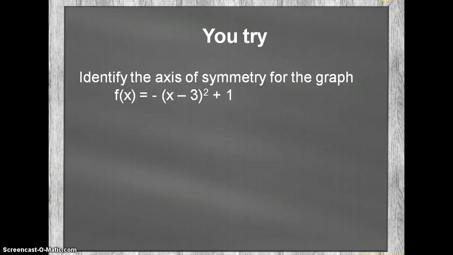You try. Identify the axis of symmetry for the graph f of x is equal to negative 1 times the quantity x minus 3 squared plus 2. Always remember that you got to be looking for those parentheses. If you see parentheses, the axis of symmetry is not going to be 0.